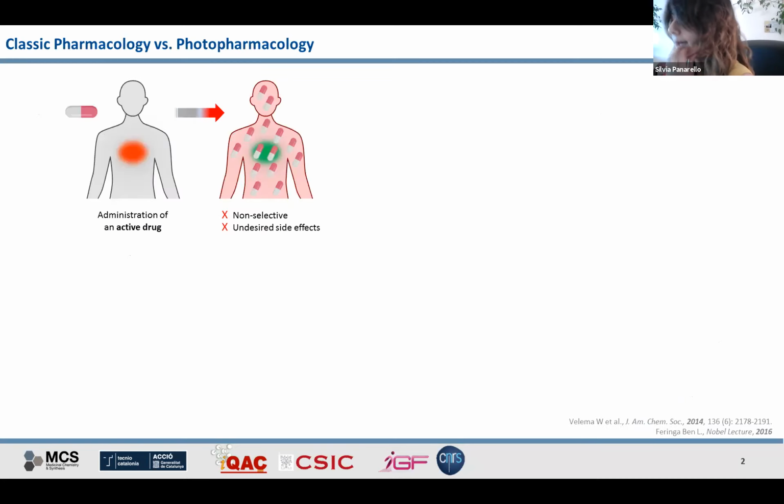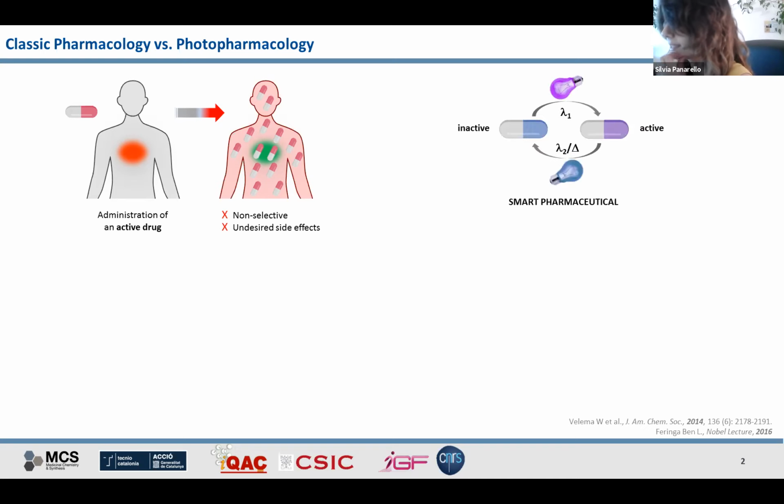One of the main research topics in which the MCS group is focused is photopharmacology. Let's see then the principles behind classical pharmacology and the high precision photopharmacological approach. Pharmacology relies on the systemic administration of an active agent which acts on the part of interest, but also on the other parts of the body. This leads to side effects, which results in having a non-selective drug.